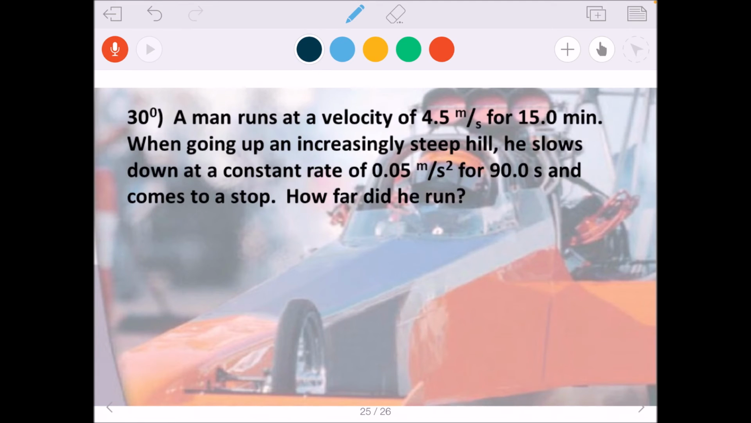Number 30. A man runs at a velocity of 4.5 meters per second for 15 minutes. When going up an increasingly steep hill, he slows down at a constant rate of 0.05 meters per second squared for 90 seconds and comes to a stop. How far did he run?